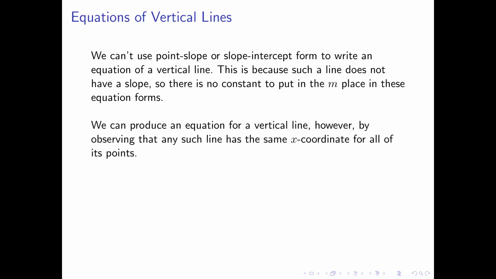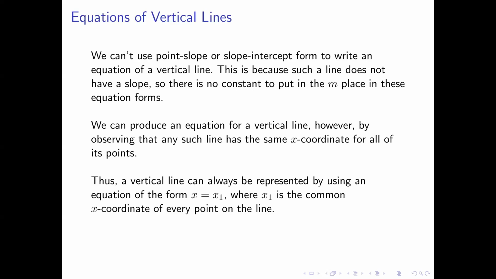But again, if we have a vertical line, any 2 points on it will have the same x coordinate. In fact, all of the points will have the same x coordinate. So the one thing we know about any point on a vertical line is its x coordinate. And that means that we can use an equation of the form x equals x1 to represent the line, where x1 here is a constant, the common x coordinate of every point on the line. So here's one example. The equation x equals 2 would represent a vertical line, the line going up and down through all the points that have 2 as their x coordinate.